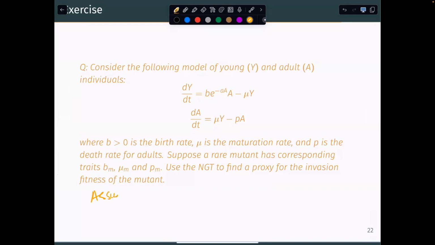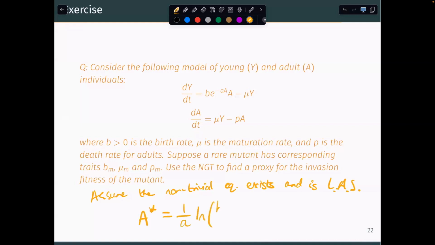You can assume, for the purposes of this, that the non-trivial equilibrium exists and is locally asymptotically stable. Again, you might want to check that in your own time, but for the purposes of here, I just want you to focus on finding the next generation matrix. Your A star is equal to 1 over A log of B over P.